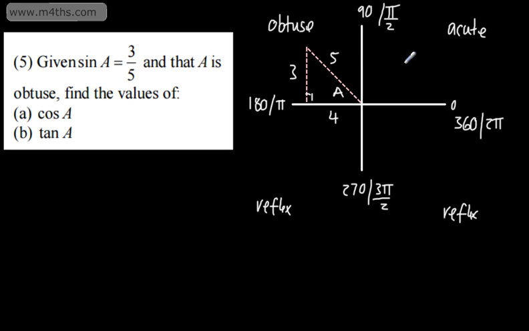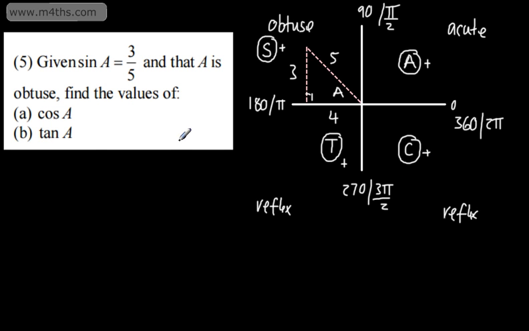What we need to consider here are the signs of each value. If we go back to what was called the CAST diagram, we know that all values in the first quadrant are positive. Only sine is positive in the second quadrant, only tan is positive in the third quadrant, and only cosine is positive in the fourth quadrant. So all are positive here, only sine is positive here, only tan is positive here, and only cosine is positive here.